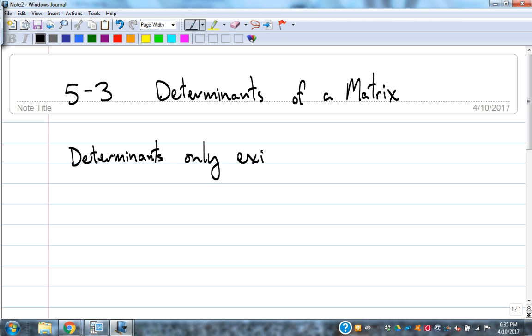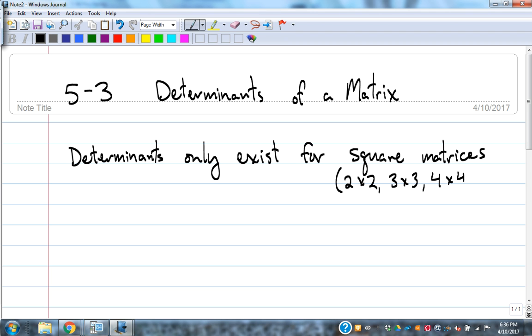Determinants only exist for square matrices. And by square, I mean like 2 by 2, 3 by 3, 4 by 4, that sort of size, n by n. The same number of rows, same number of columns. This is completely separate for the moment between this and solving systems. This is just something we need to be able to find. It's one of the pillars of this class for some reason. Okay.